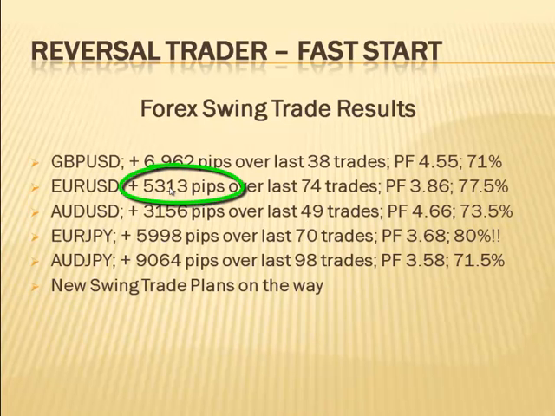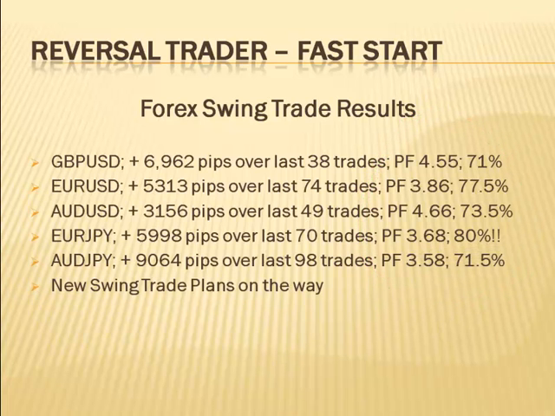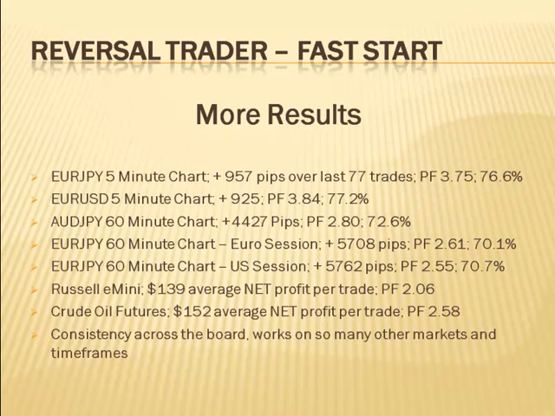The Euro US, over 5,300 pips. The Aussie US, 3,100 pips. How about the Euro Yen, close to 6,000 pips? The Aussie Yen, pushing over 9,000 pips. This is using the same approach, the same strategy. Check out the profit factors and the winning percentages. The Euro Yen winning 80% of its trades over the last 70 trades. And new swing trade plans about to be released. How about some of the faster time frames?